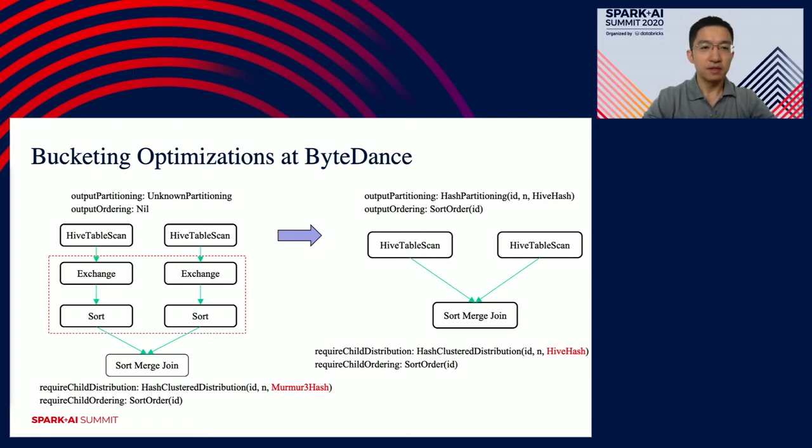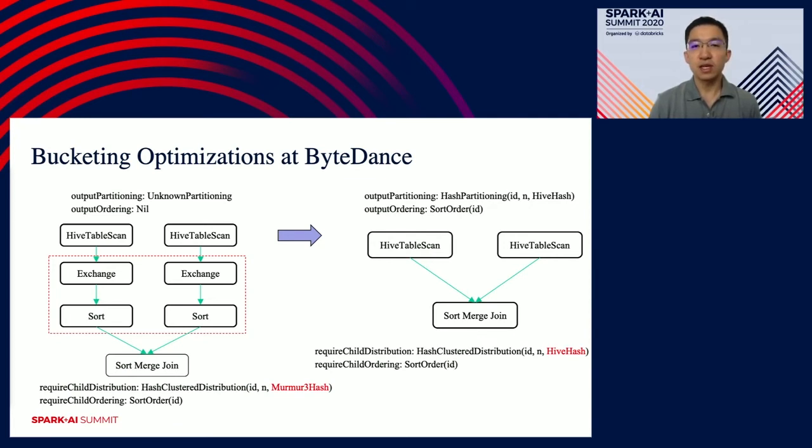On the left side, without our changes, the output partitioning of Hive table scan is unknown partitioning, and the output ordering is nil. That's why Spark still needs to add the exchange and sort nodes for sort merge join, even though they are Hive bucket tables. The required child distribution for the sort merge join is hash clustered distribution, and the required child ordering is sort order, and the output partitioning of the Hive table scan is unknown partitioning, which does not satisfy the required child distribution of sort merge join.